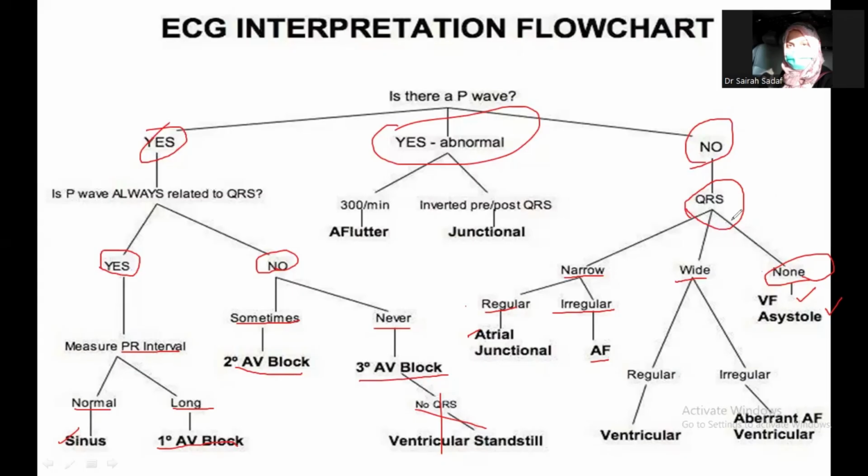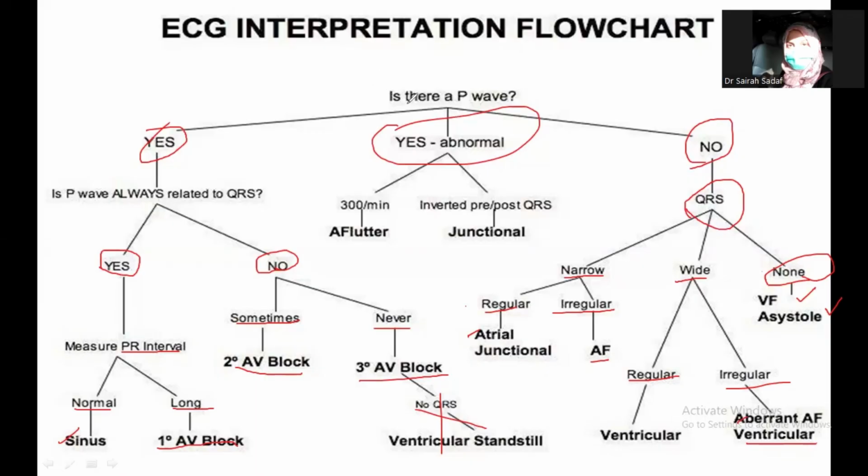Now coming to the QRS complex, if it is wide and regular, it's ventricular, monomorphic, regular, VT, stable VT. And when it is irregular, it may be ventricular tachycardia or sometimes SVT with aberrancy, that can also be. So that's all about it. No, something is still left.